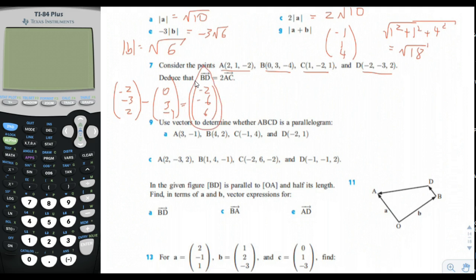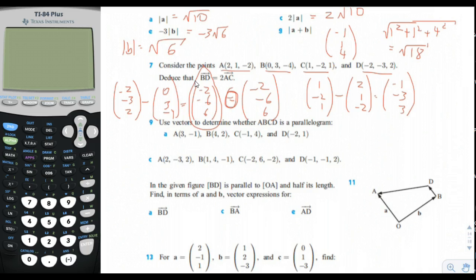What about AC? So AC would be the C point minus the A point. So 1 minus 2 would be negative 1. Negative 2 minus 1 is negative 3. 1 minus a negative 2 is 3. Okay, and if we multiply that by 2, then we're going to get negative 2, negative 6, and 6. So it works. All right.